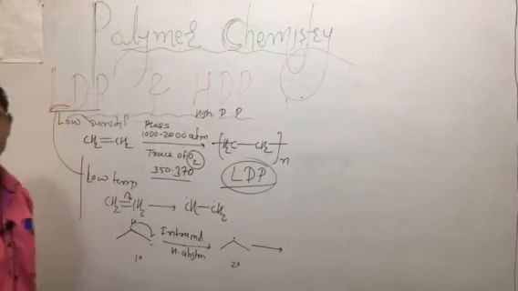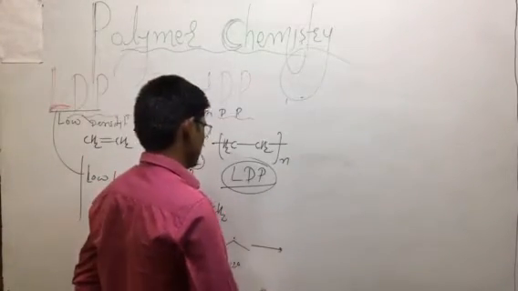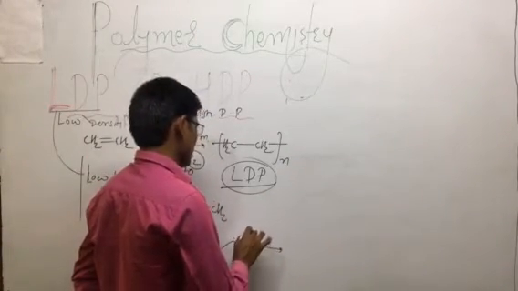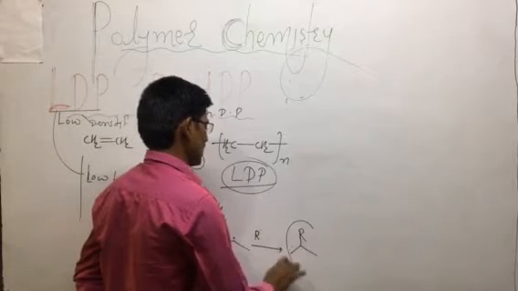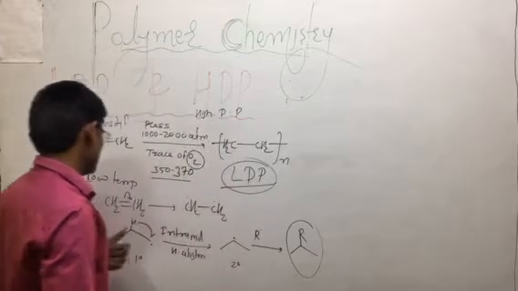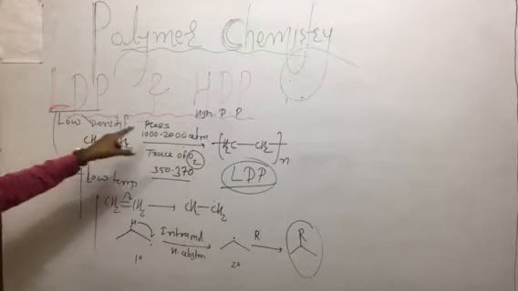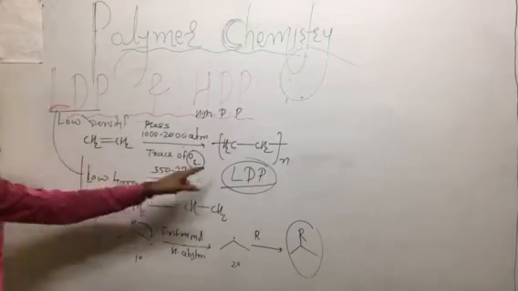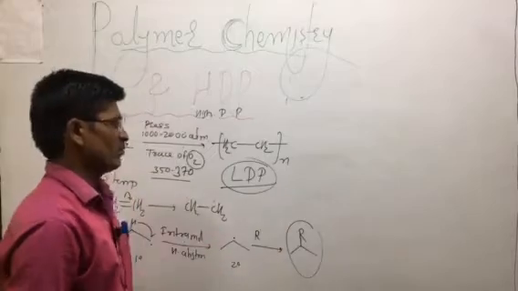We know that a tertiary free radical is more stable than secondary and primary. So here, with generation of this R radical, this type of product forms. So this is nothing but low density polythene, which forms at high pressure and low temperature. The product is polythene, which is nothing but low density polythene.